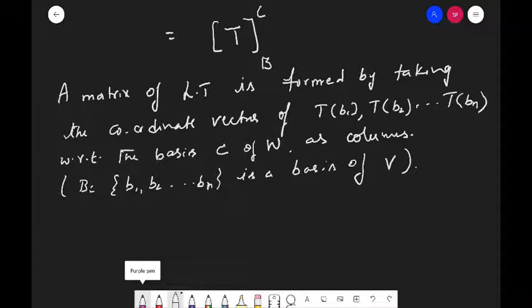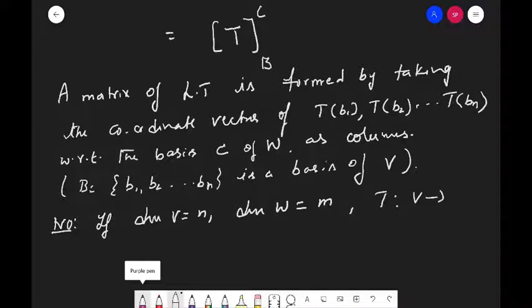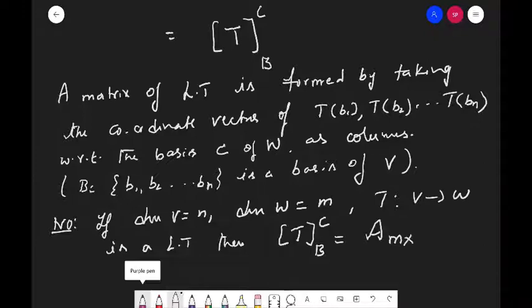And you have to remember one point. If dimension V is equal to N and dimension W is equal to M, and T from V to W is a linear transformation, then the matrix of linear transformation with respect to bases B and C will be A, which has order M by N. Whereas dimension V is N, dimension W is M, but the matrix will have order M by N. This point we have to remember.